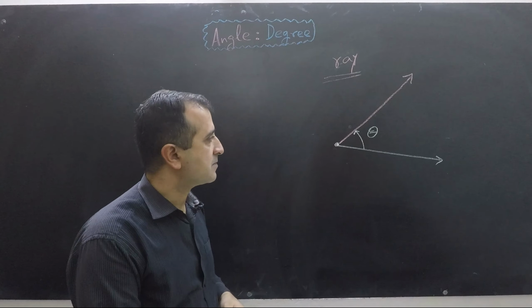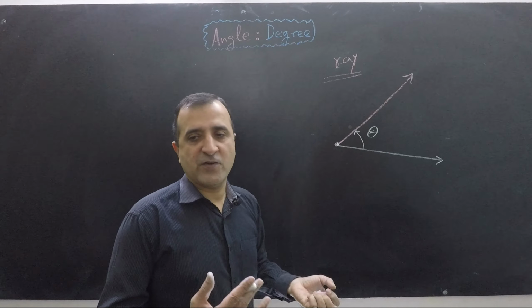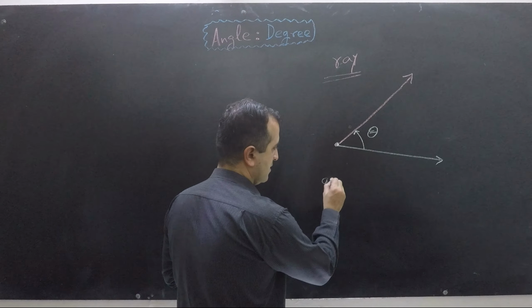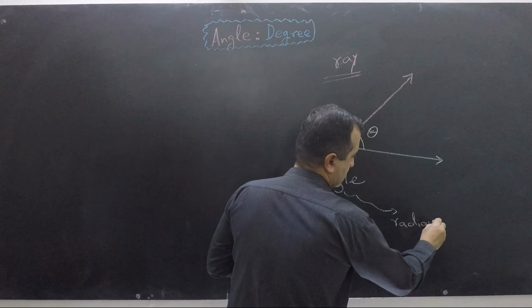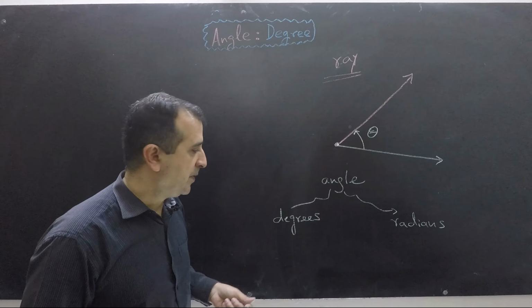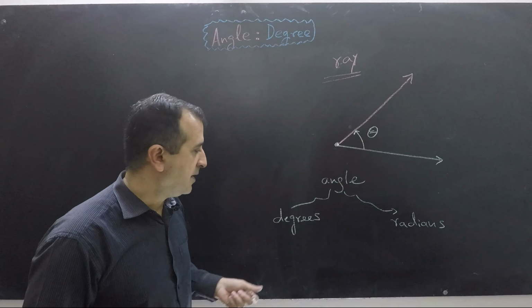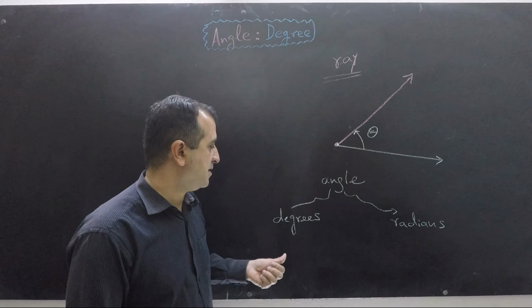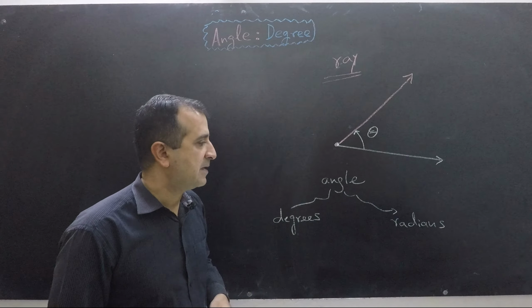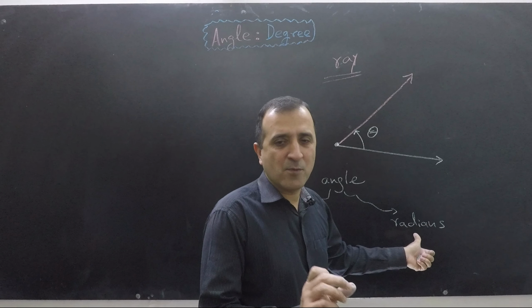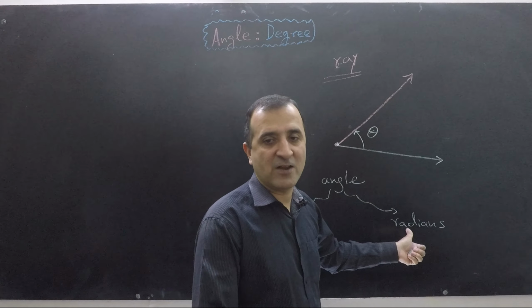So now, angles can be measured in two different units. We can measure angles in degrees, which we will learn in this lesson, and we can also measure angles in radians. That we will learn in the next lesson. But degree is easier to understand. However, it is kind of an arbitrary unit. We will see that it has a less mathematical footing to it. In contrast to that, radian is a bit more difficult to understand, but it is more mathematically founded.